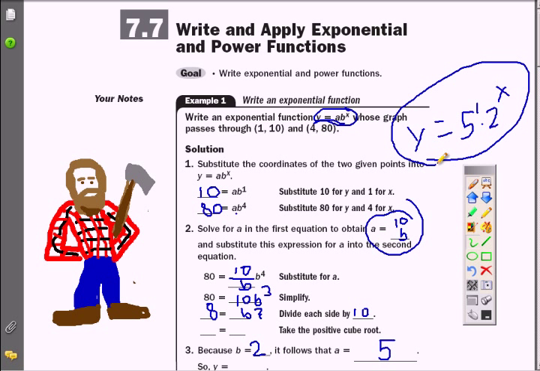You guys try to do that same thing on checkpoint 1. Take a moment, say goodbye to Paul Bunyan, and you can do that same thing on checkpoint 1. I'd like to see all of your work on that as well, please. Goodbye, Paul Bunyan.